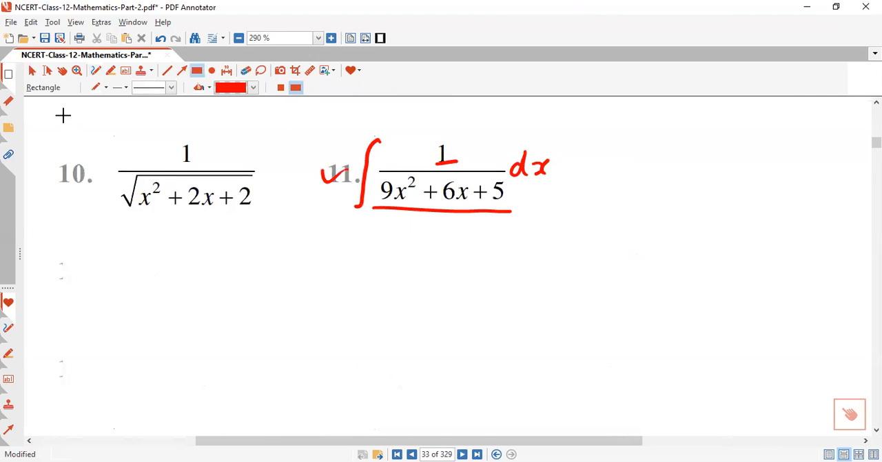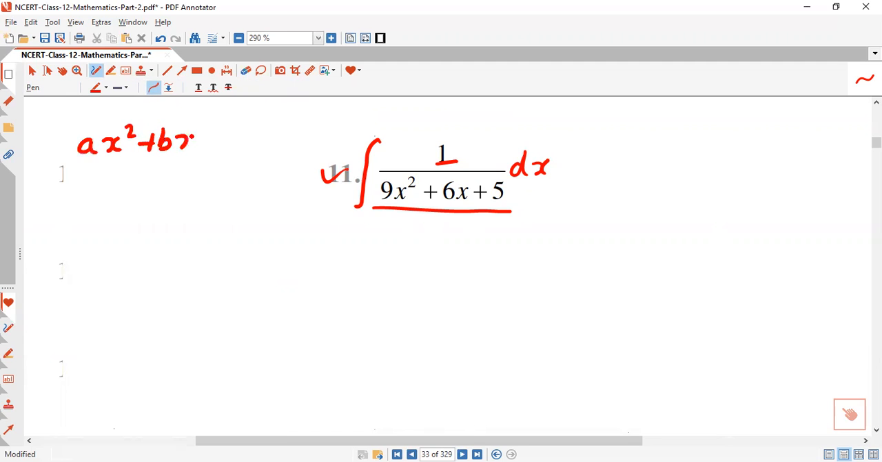So again, we have to compare. I would like to compare the question's values with ax square plus bx plus c. If we compare these two equations, a comes out 9, b comes out 6, and c comes out as the constant 5. Okay, a, b, c we just calculated.